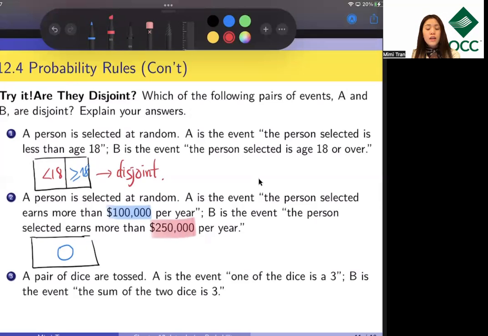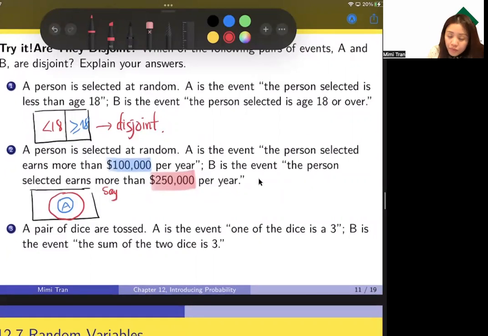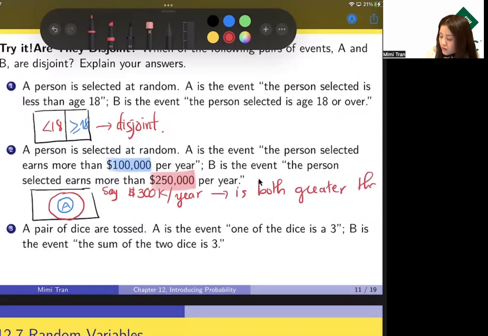Well, what if somebody earned $300,000 per year? Then it's both greater than 100,000 and 250,000, right? So you see a little overlapping right here. Actually, you see the blue circle being engulfed by the red circle. It's a subset of the red circle. So here is the counterexample. It is not a disjoint event because, say somebody earned 300,000 per year, then this amount is both greater than 100K and 250K. It's being overlapped.